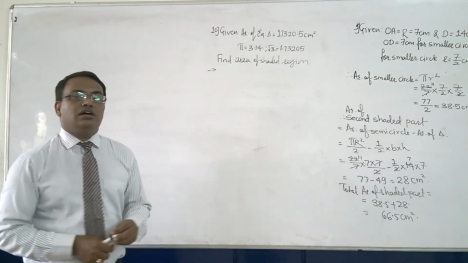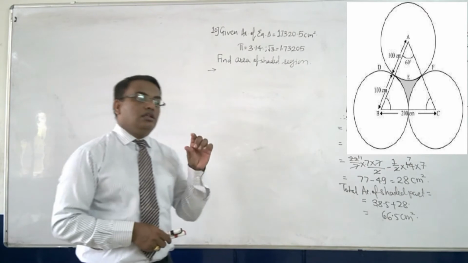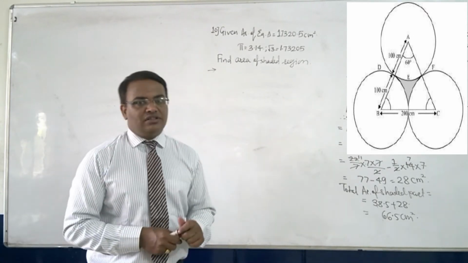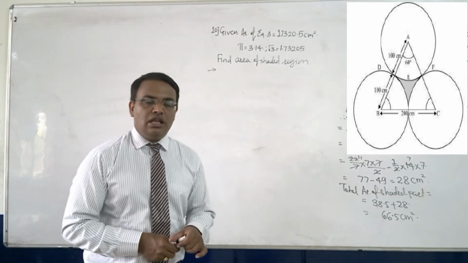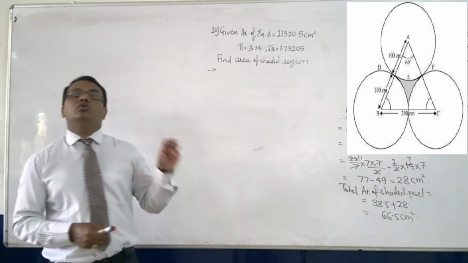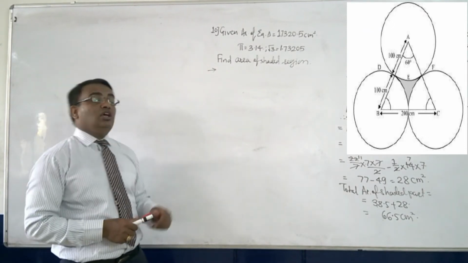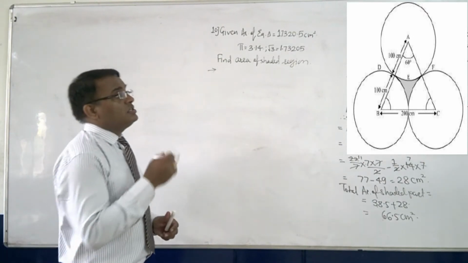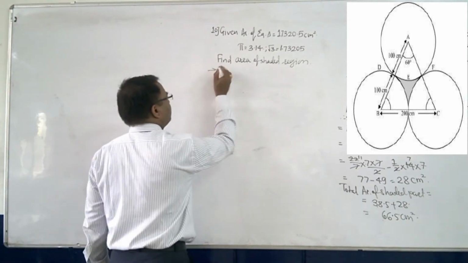Circles and one equilateral triangle, and it is clearly said in the sum that the radius of the circle is half of the side of the equilateral triangle. So to get to know about the radius of the circle, we should be able to know the side of the equilateral triangle. Now since the area of the equilateral triangle is given, first we find out the side of the equilateral triangle.